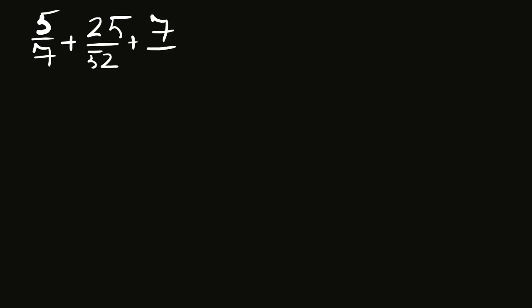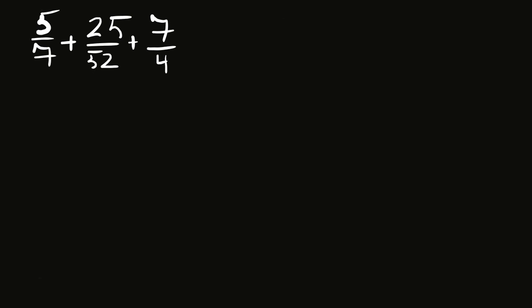Let's say we had to add 5/7 and 25/52 and 7/4. Now, you may have been thinking up till now, this has been a whole lot of fuss to do some pretty simple stuff. But when we are combining fractions as big and complicated as this, well, our techniques are going to prove very useful.